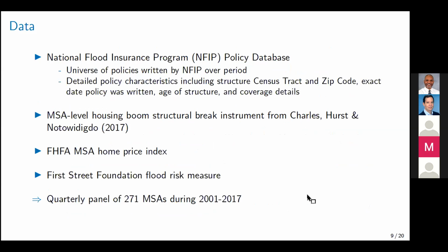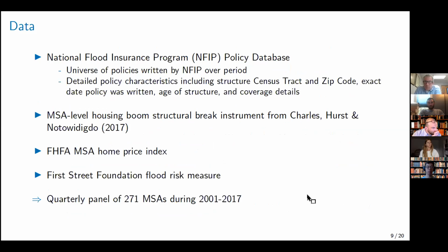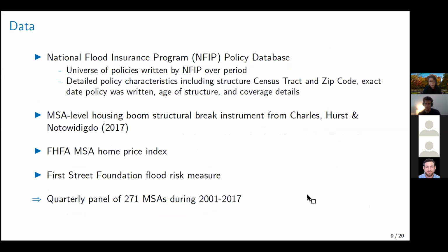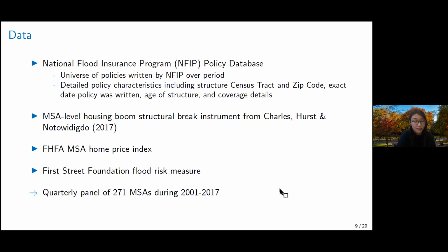So we use 4 major sources of data in this project. The first is the National Flood Insurance Program Policy Database. It includes the universe of policies written by NFIP over this period, and NFIP accounts for over 90% of flood insurance written in the United States. So this is the vast majority of the market. This database is really cool in that it contains detailed policy characteristics associated with the policies that we can use to split the data in various ways.